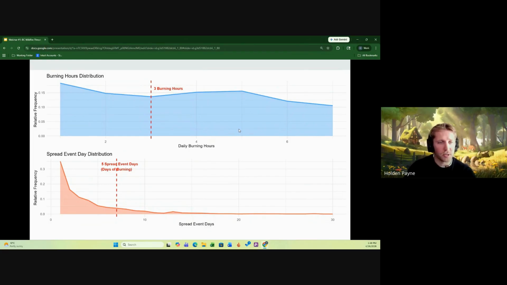And these distributions are built on peak burning hours. So we know that fires can grow much longer than 3 hours. They can grow 24 hours if the weather conditions are right. But we're burning under peak conditions with peak spread event day conditions. So you don't want to grow fires for over 8 hours or something. And then we have our spread event day distribution. So we sample from that. We say, how many days are we actually burning these fires for in the model?